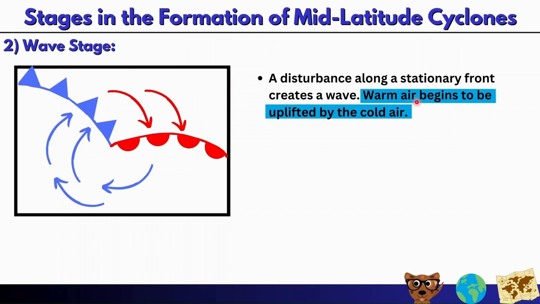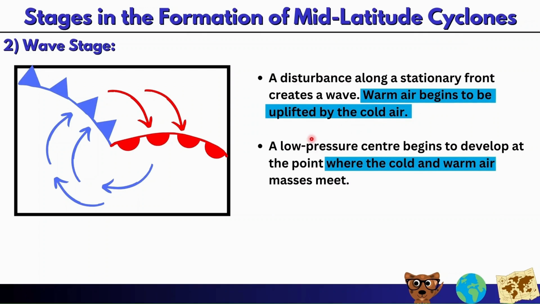Now warm air begins to be uplifted by the cold air, because remember, warm air is less dense than your cold air, and your cold air will move faster than your warm air. A low pressure center begins to develop at the point where the cold and warm air masses meet. Now this is the point at which they meet, right? And at that point, a low pressure center will begin to develop. Remember, in a cyclone, the lowest pressure will be found in the center of the cell.